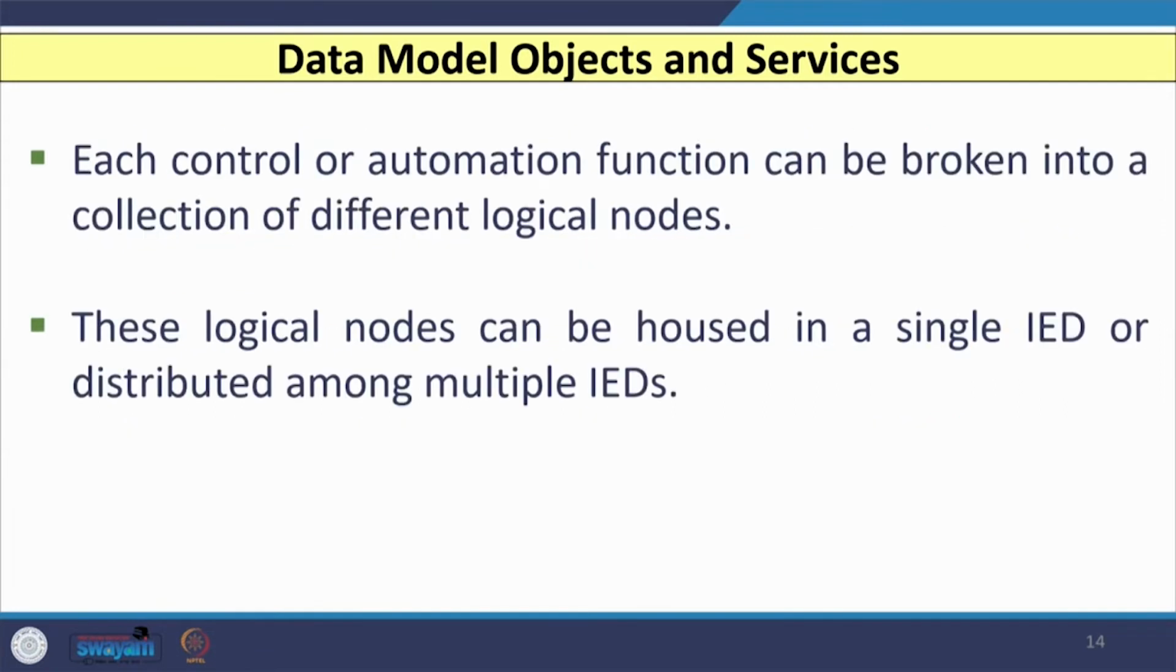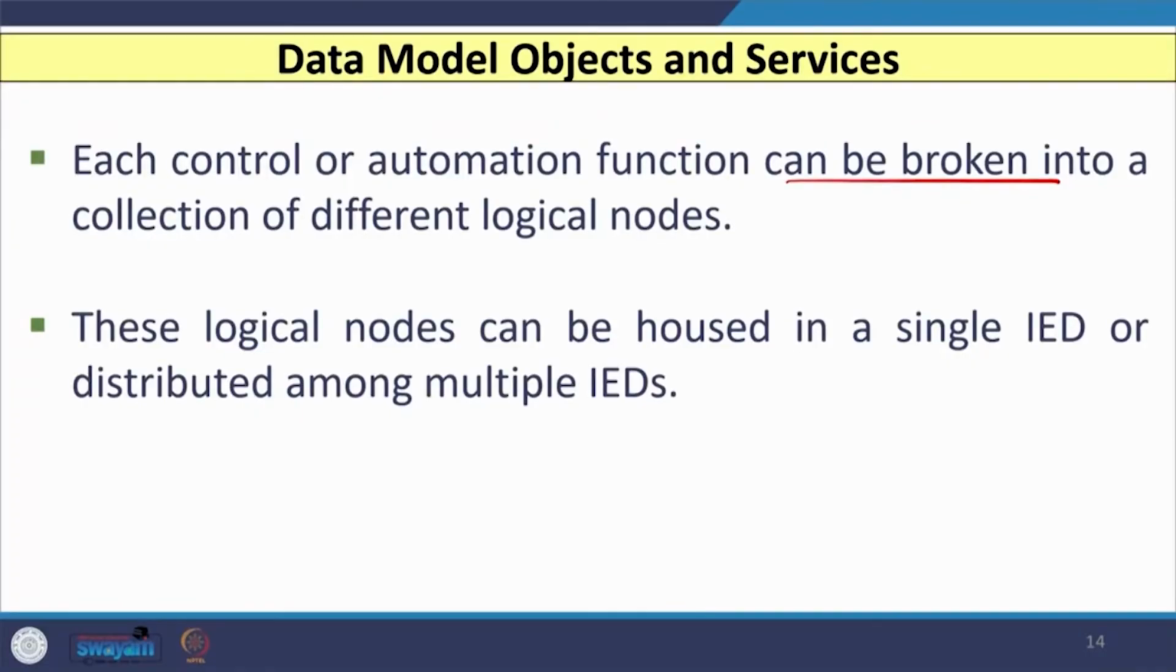Now, when we talk about any function, like a control and automation function or a protection function, then that can be divided into a collection of different logical nodes. So, if I treat the protection function, it has several logical nodes. If I have a control function, it has several logical nodes and so on. So, we can divide any function into different logical nodes, and these logical nodes are available in the physical IED. These logical nodes can be housed in a single IED, or they can be distributed among multiple IEDs also.